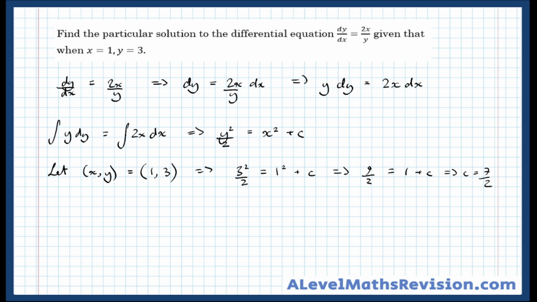So the particular solution is y squared over 2 equals x squared plus 7 over 2. And it hasn't asked us to write it in any particular form. Therefore, we can leave it just like that. As long as like terms are gathered up, it's fine to leave it like that. Now, if it did ask us to write it in the form y equals f of x, or if it said solve for y, that would mean we did need to write it in the form y equals, but it didn't say any such thing here, so we didn't need to. So now have a go at the worksheet examples, checking every answer as you go.